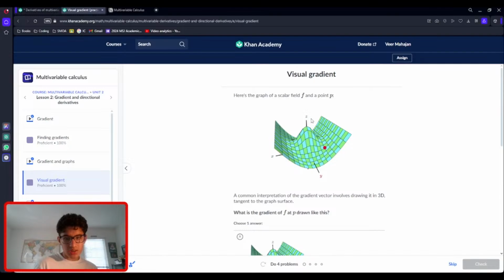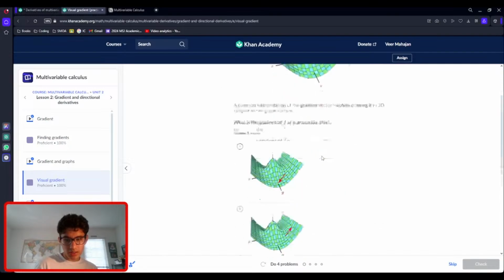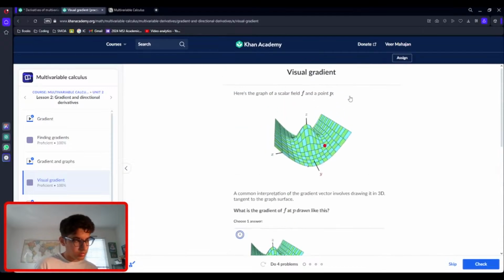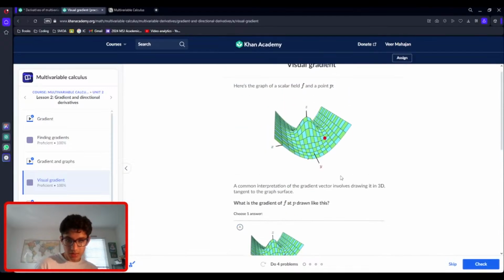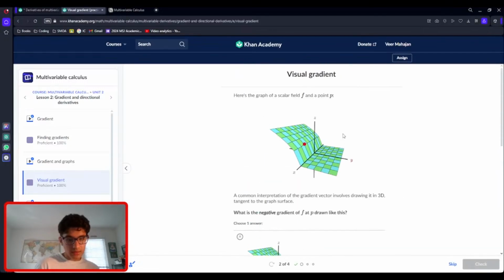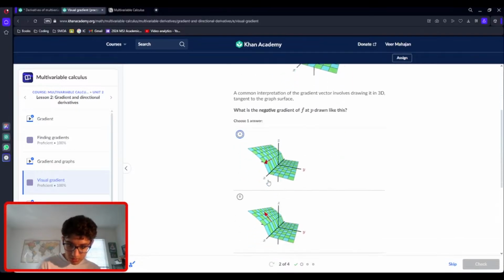A lot of these questions are pretty obvious. Like here, it'll be in that direction. Sorry, to the right. You have to go up this part, right? That's the steepest ascent. The negative gradient, you just put it opposite basically. So here it'll be going that way. So this will be going this way.